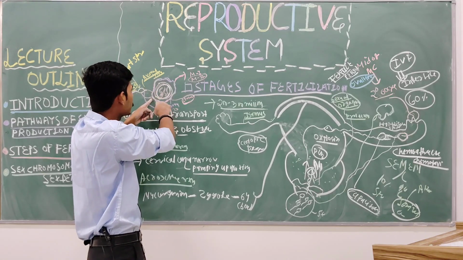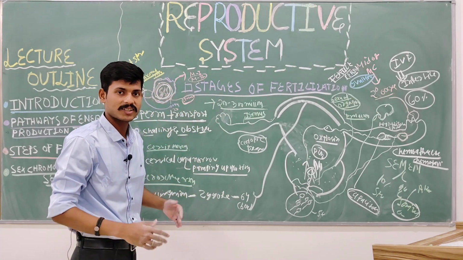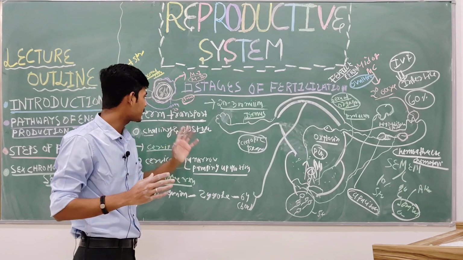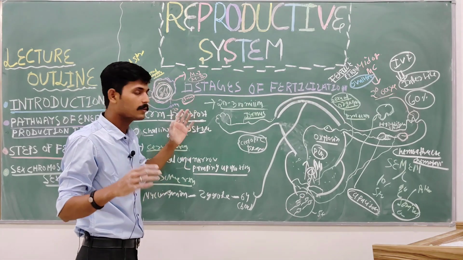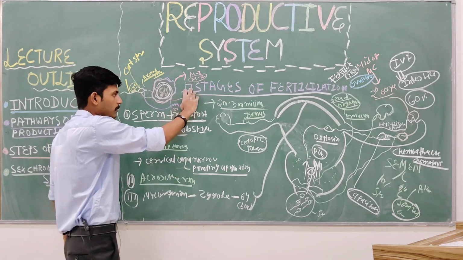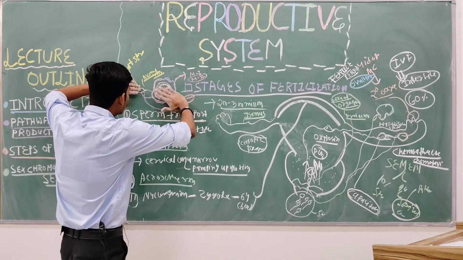So once it touches, the egg completes its secondary meiotic division, resulting in the formation of one distinct ovum and one polar body. Now the half chromosome number is restored, and the second polar body will degenerate. Understood? Now there is a nuclear fusion.